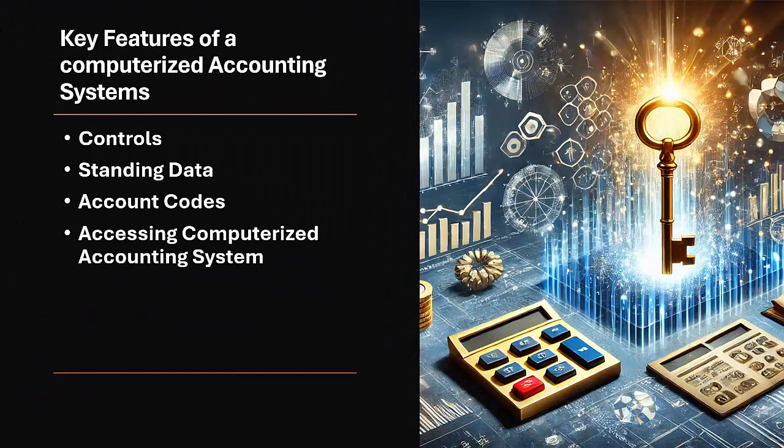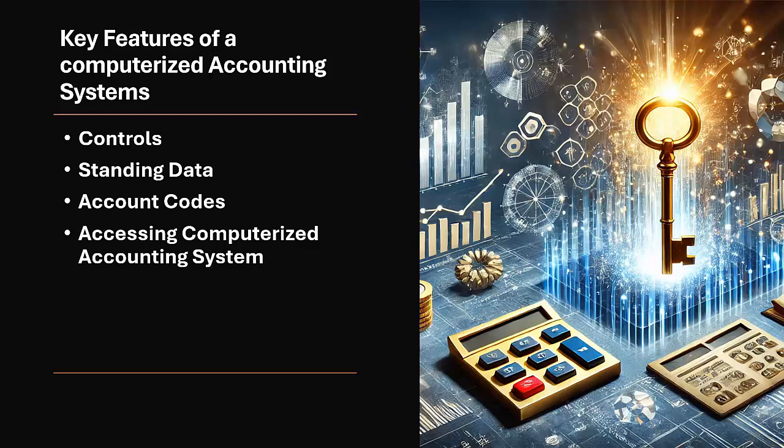Key features of computerized accounting systems. Based on Section 1.3 of your FIA FA1 book by BPP, here are the key features of computerized accounting systems. Today, we'll dive into each of these features in detail, one by one, to fully understand how they work and why they're important. 1. Controls.